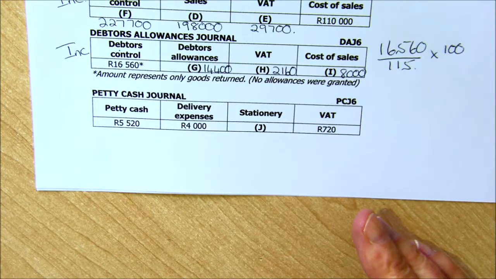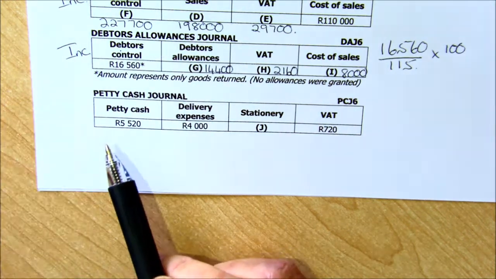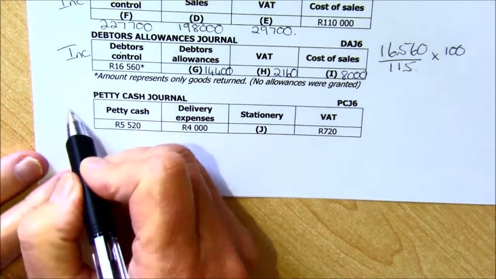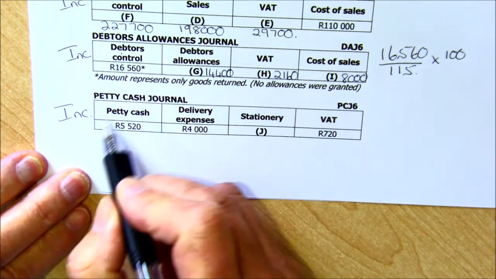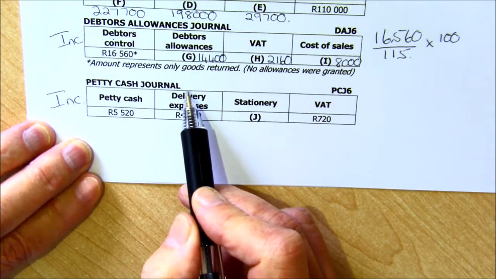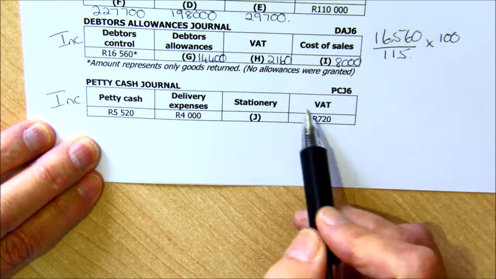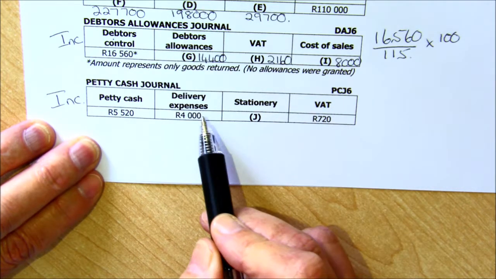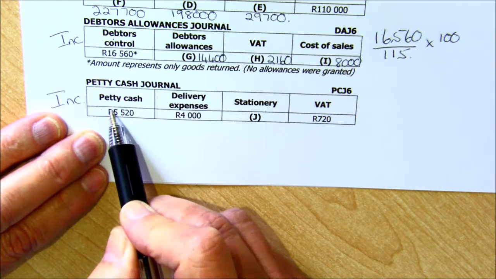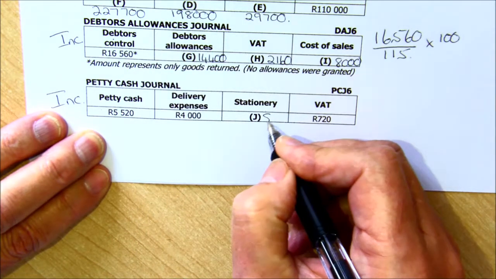Now, the petty cash journal is when you pay with actual cash, and when you pay for the items you're buying or the expenses plus the VAT. So again, the petty cash amount is your inclusive amount. So you owe for the delivery expenses, which is exclusive. You owe for stationery, which is exclusive. And you've been given the VAT. So these three figures here give you the total amount you paid. And so just by subtracting, you can find your stationery figure of 800 Rand.